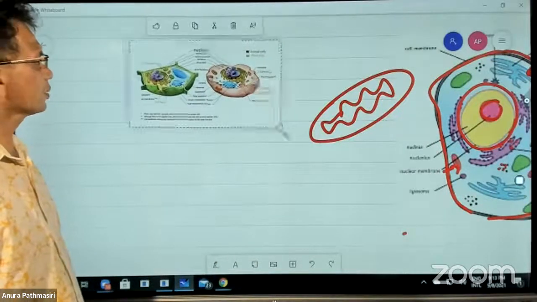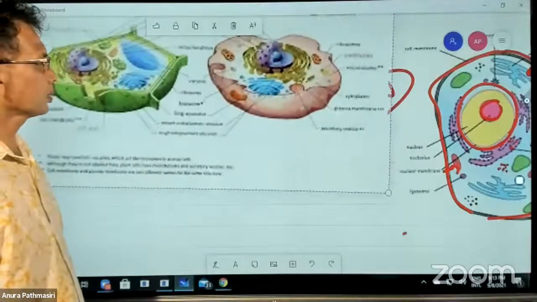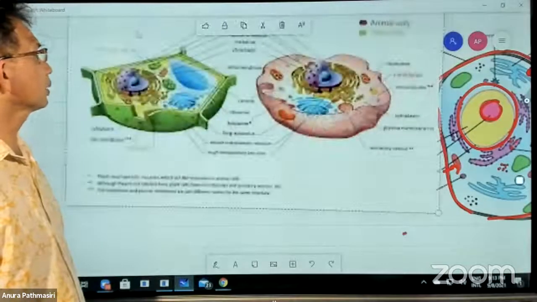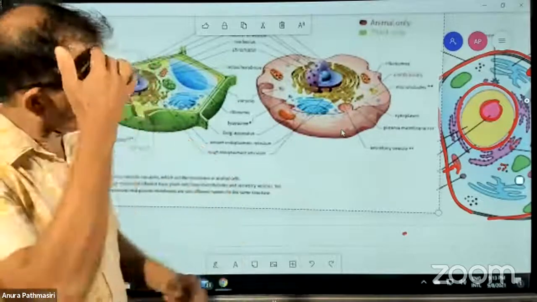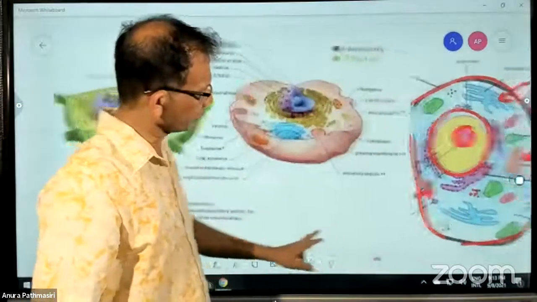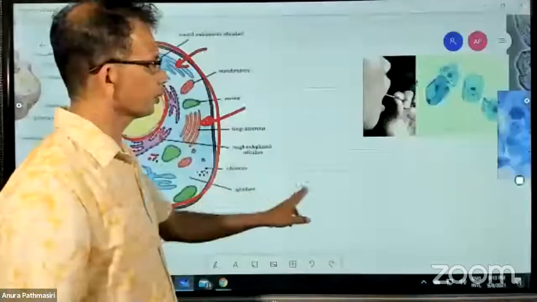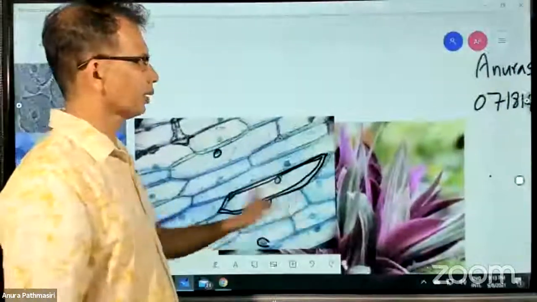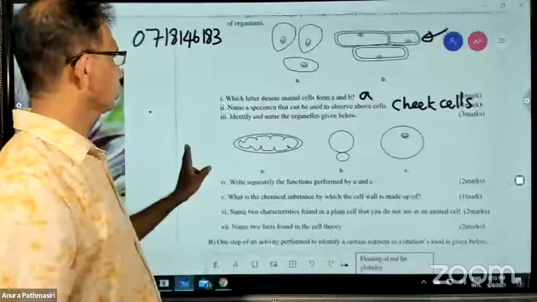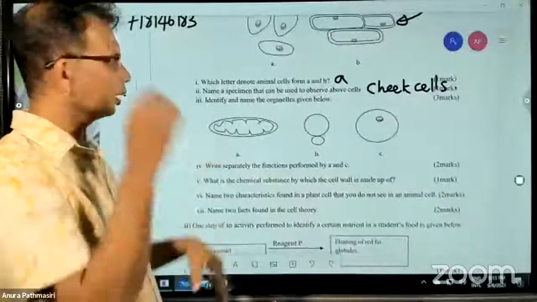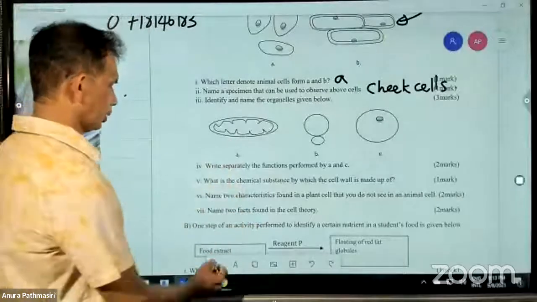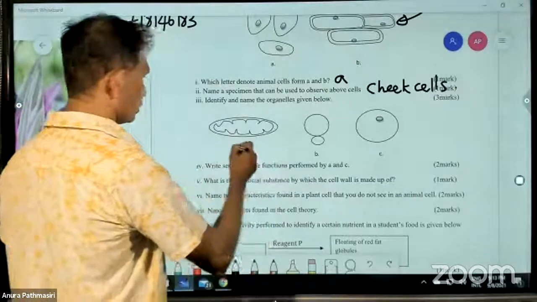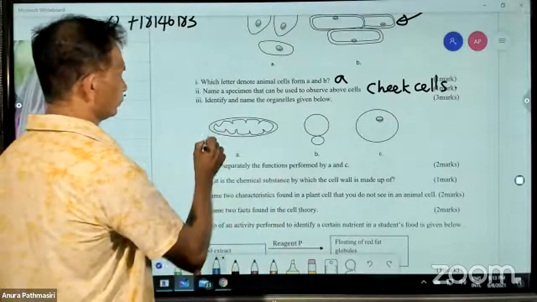If you can see this one, you can see the animal cell and the plant cell. With the idea about this, because we are not going to learn the theories, I just gave you a little reminder of what we have to study. And when you go to identify and name the organelles given below, as you told, this is mitochondria.